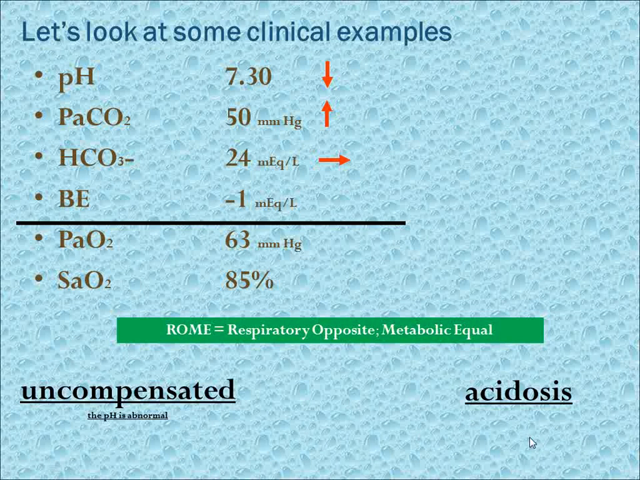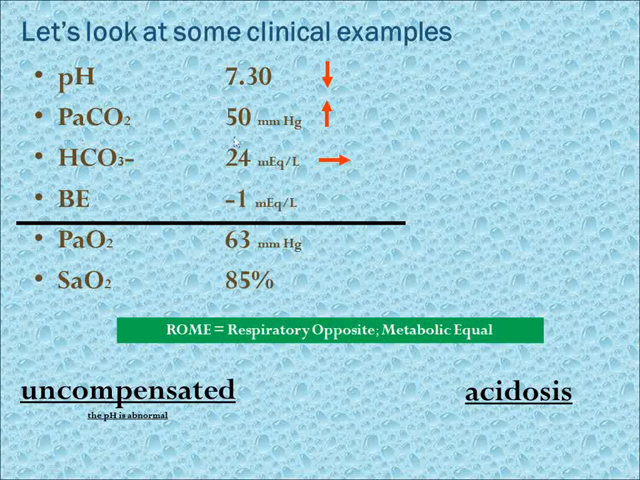Is it Mr. Metabolic or Mr. Respiratory? And to determine that, we use the acronym ROME: Respiratory Opposite, Metabolic Equal. Well, what does that mean? It means that you look at the arrows. You look at the indicator; metabolic is indicated by bicarbonate. If that arrow is equal to the pH arrow, then this would be a metabolic problem. And you see those arrows are not equal. So we know without a doubt that this problem is not metabolic.